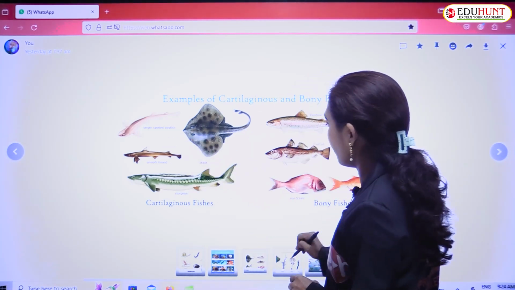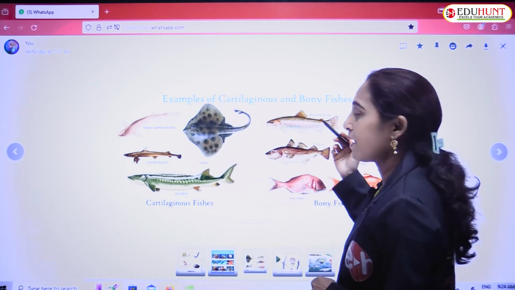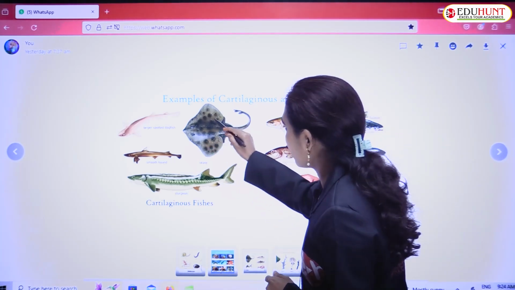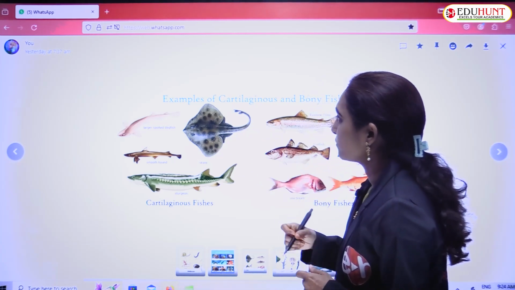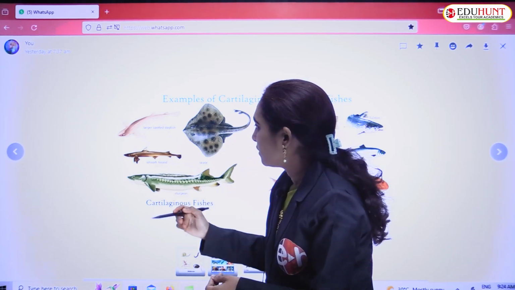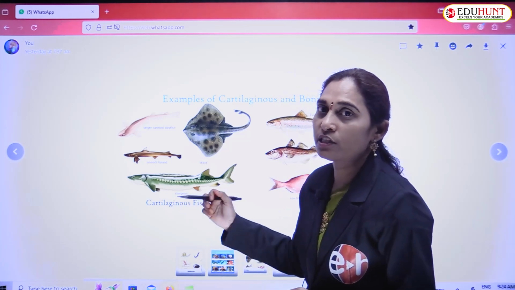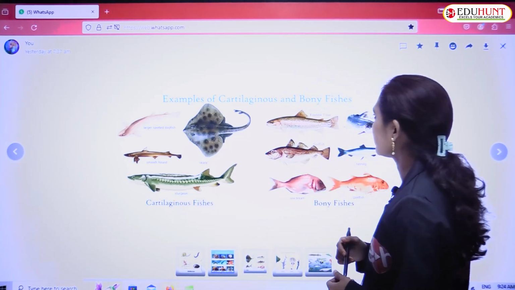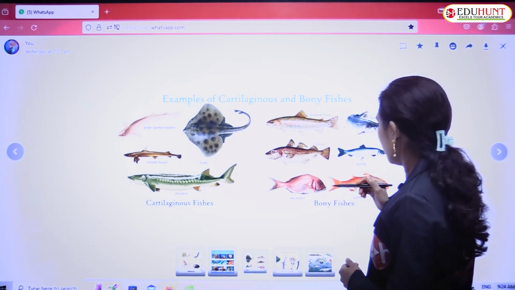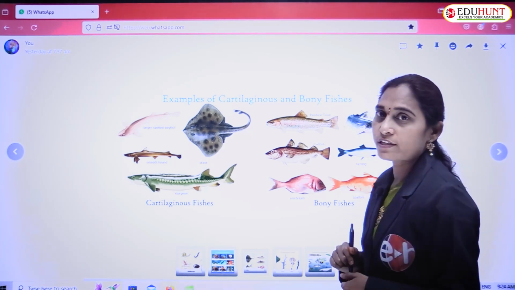In this image, you can see both the cartilaginous as well as bony fish. Cartilaginous fish: this is a skate, and it is a dogfish. This is scoliodon, and smooth hound it is, and it is sturgeon. And in bony fish, it is the rainbow trout, it is codfish, and salmon, herring, sea bream, and it is goatfish.